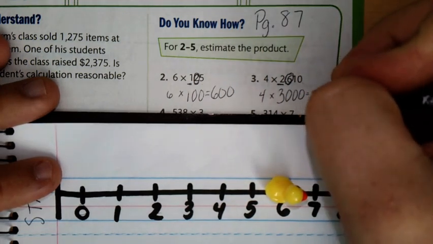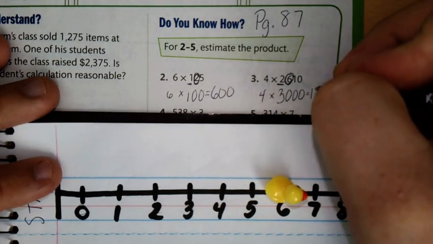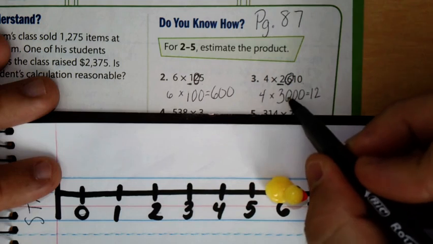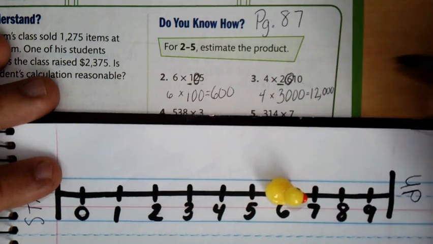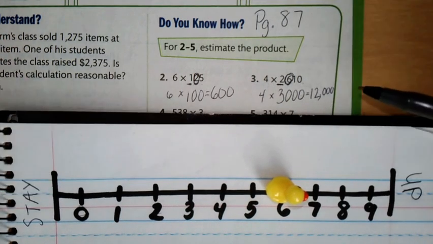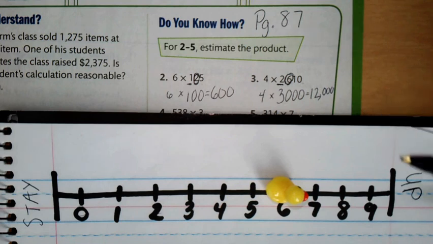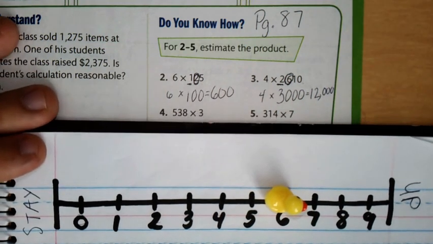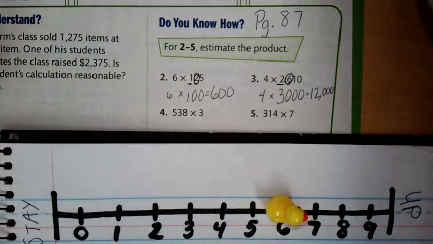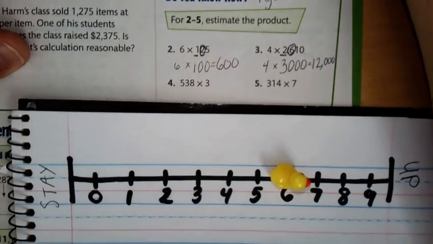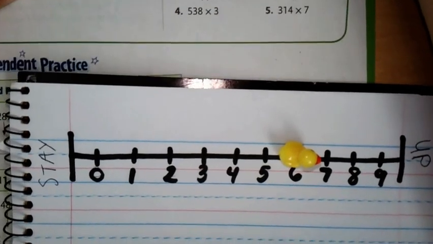Well, 4 times 3 is 12. And then how many zeros do I need? 1, 2, 3. So my estimate is about 12,000. All right, let's go ahead and check out number 4. And when we do number 4, I'm going to go ahead and slide this up just a little bit for us to get a little more room.